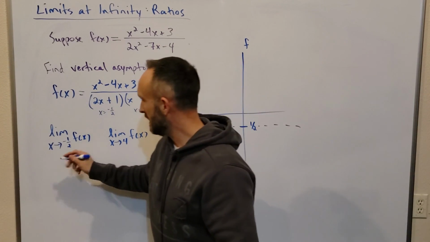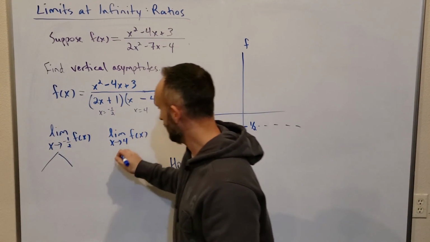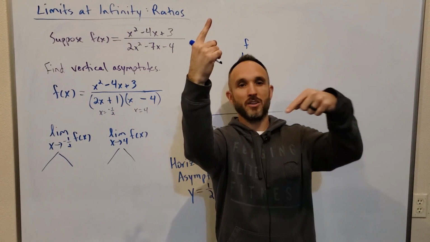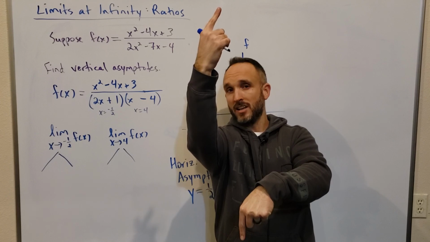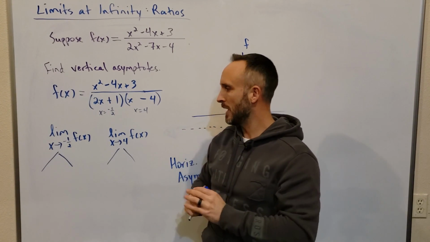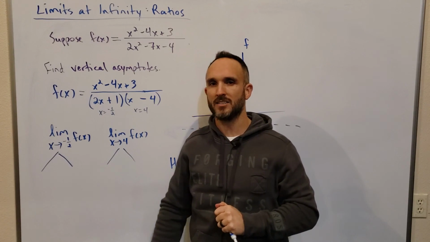Now, you do need to look at both one-sided limits for these, because on one side your function might go up to infinity, while on the other side it could go down to negative infinity, and that would still be a vertical asymptote on your graph. You don't have to have the same behavior on both sides of the x value.